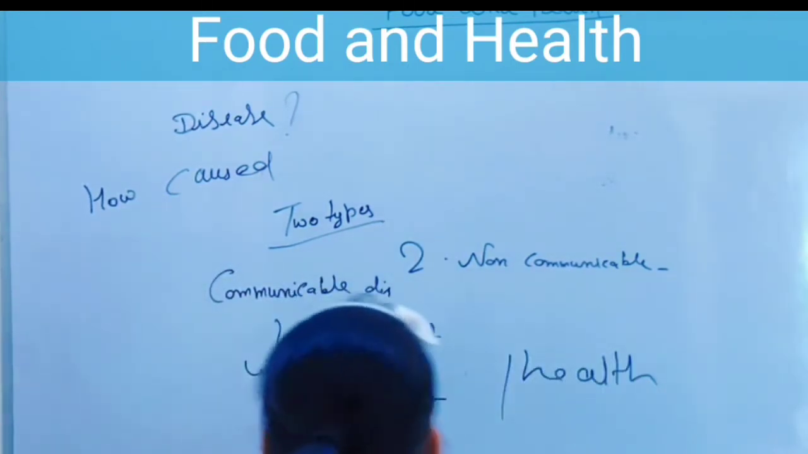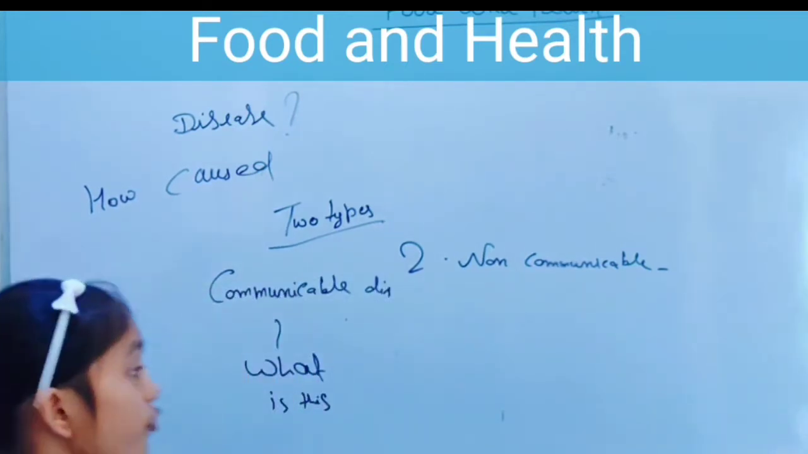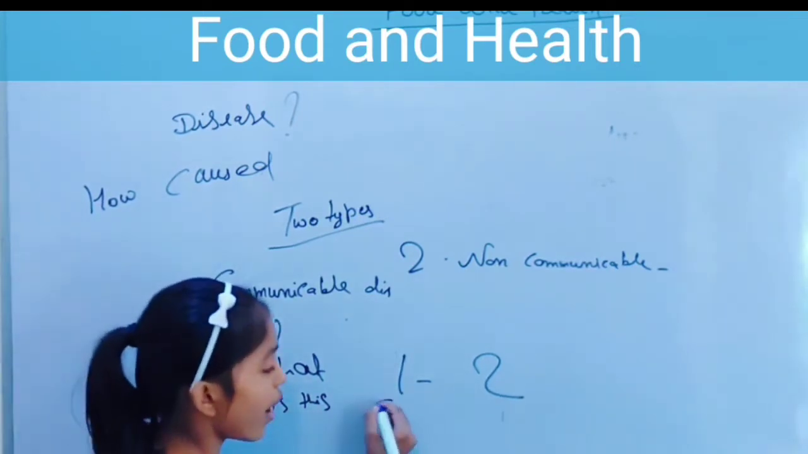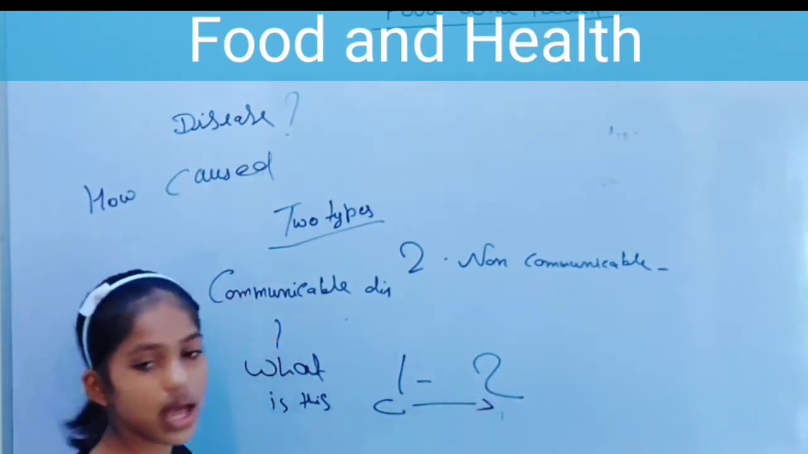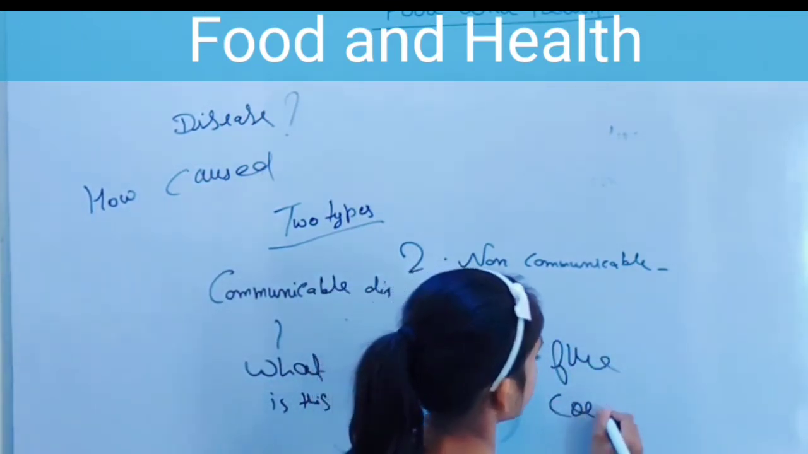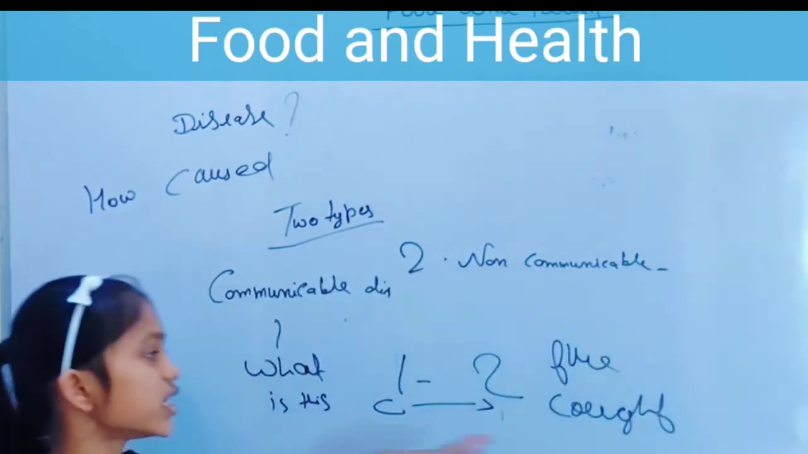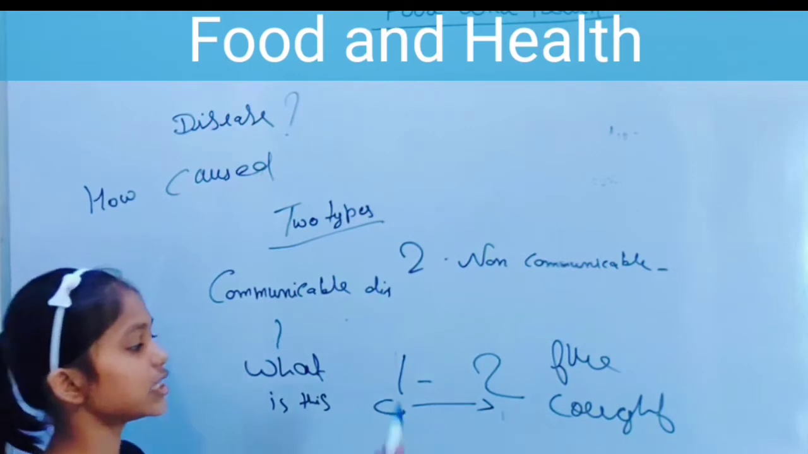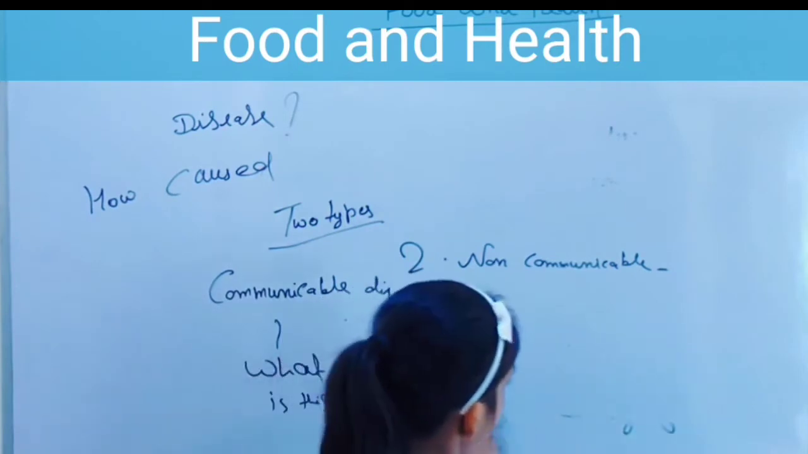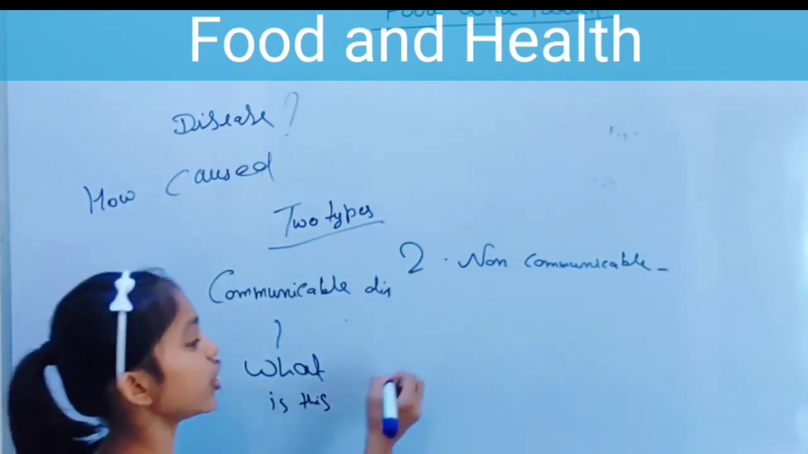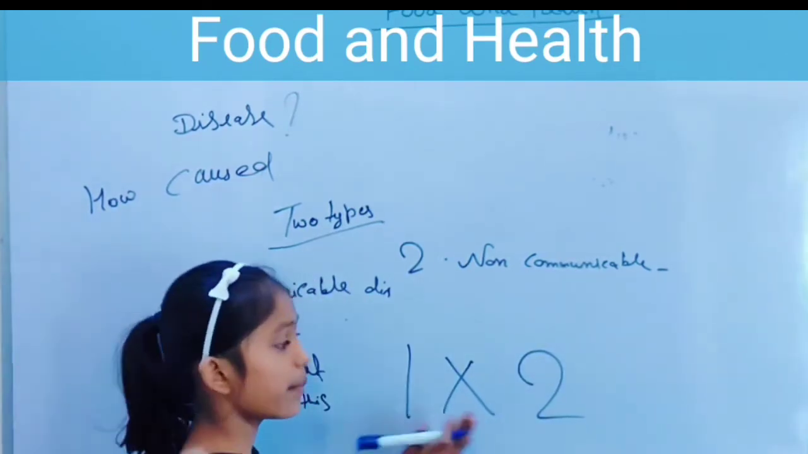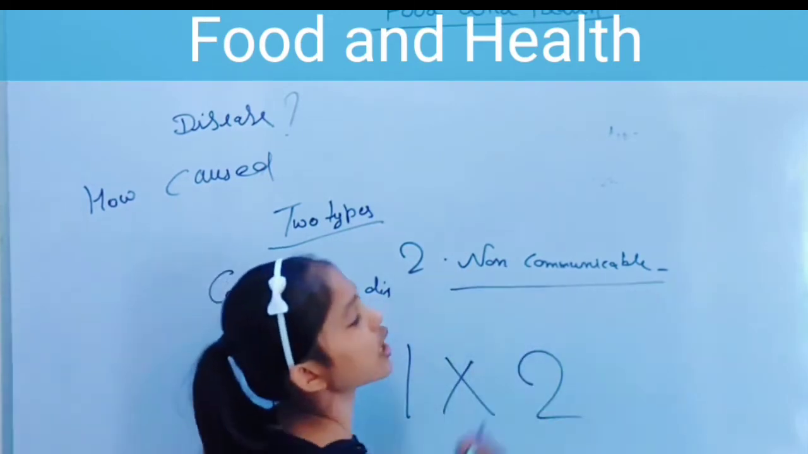Now, like coronavirus, it can spread from one person to a second person. If you have coronavirus, it can spread to another person, and it is transmitted through flu and cough. That's why this is a communicable disease, which can spread from one person to another. Now what are non-communicable diseases? Non-communicable diseases are those which cannot spread from one person to another.